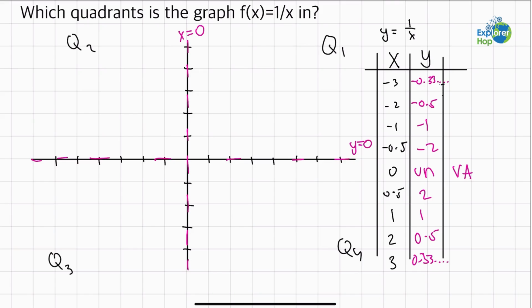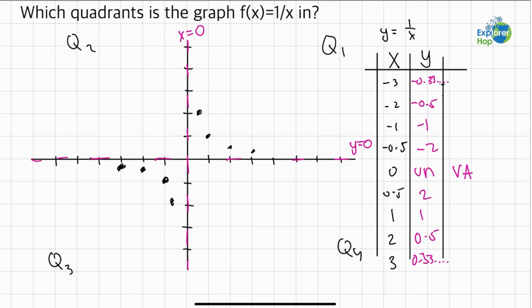So let's graph all of these values. Let's start off with 0.5, 2. So we have it here. 1, 1, 2, 0.5, and 3, 0.33. Then we have negative 0.5, negative 2. Then we have negative 1, negative 1. Negative 2, negative 0.5. And negative 3, negative 0.33.